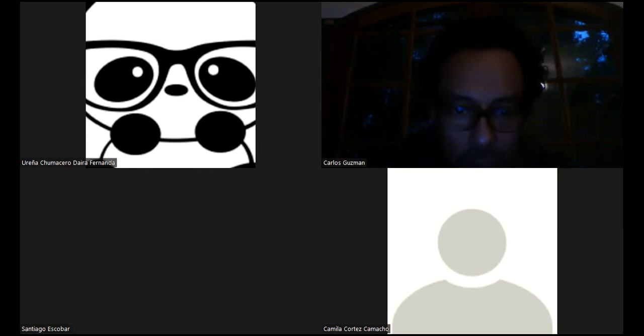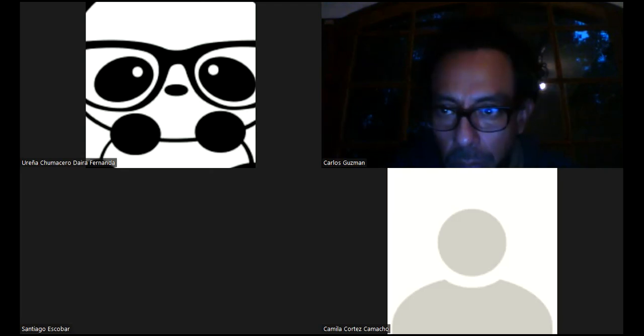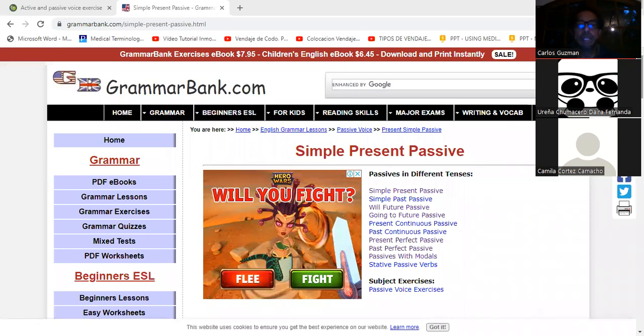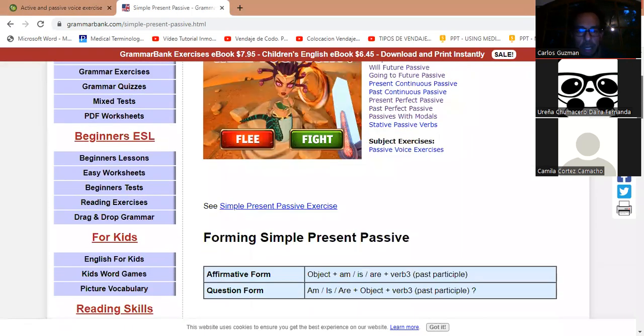Okay, so let me share screen. Okay, so here we are. This is the page we're going to be seeing all week. It has the different tenses and the different exercises. All righty, so we are here with the simple present passive.